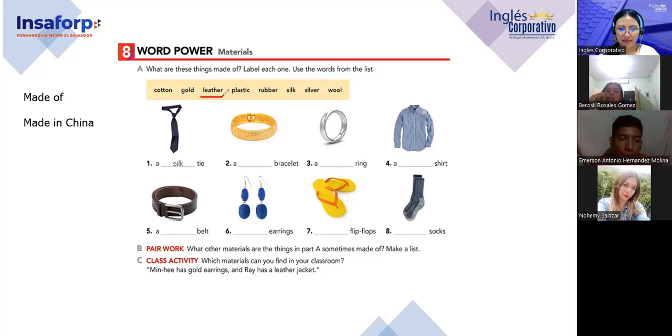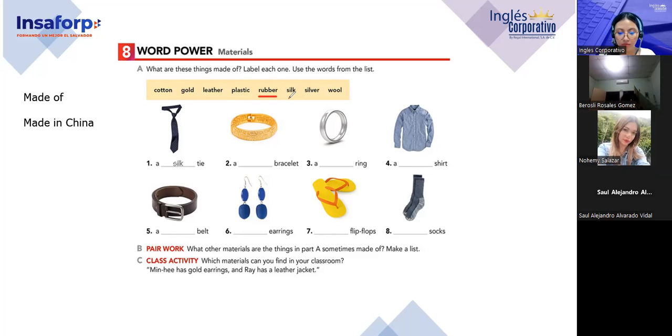Then we have leather. Listen, leather. What's this? Cuero. El cuero. And plástico. This is similar to Spanish. Plastic. Easy, right? Rubber. No vayamos a confundir plástico y el rubber. What's rubber? Es goma. Muy bien.